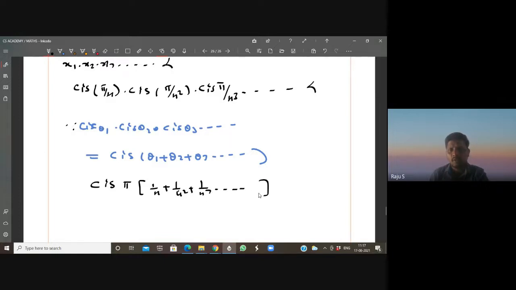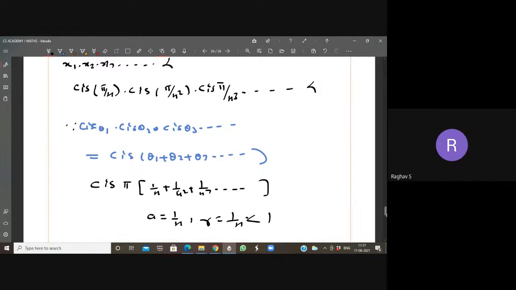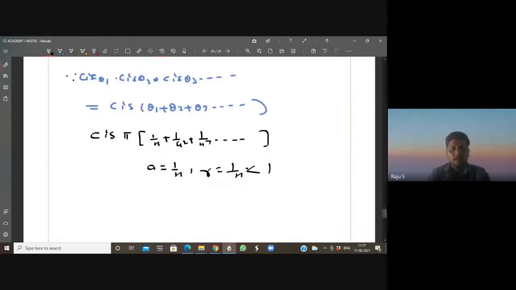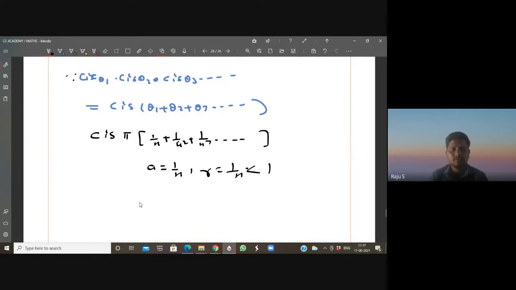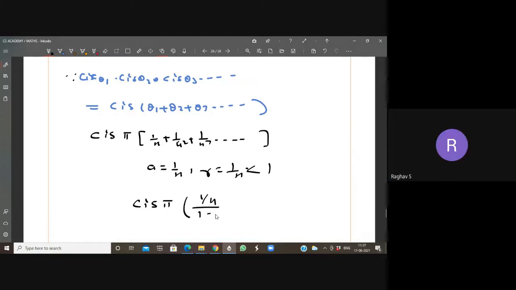So here, what is the A value? A value is 1 by 4. The common ratio is 1 by 4, which is less than 1. Then for an infinite series, the sum is A by 1 minus R. So cis of pi times (1 by 4) by (1 minus 1 by 4) is your answer. That gives cis pi by 3.